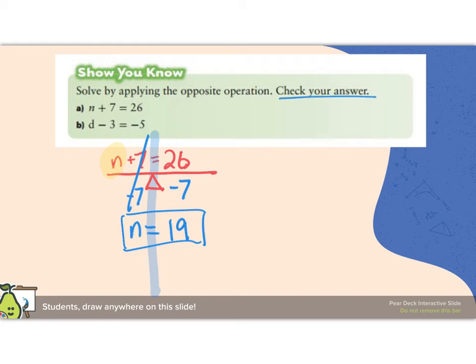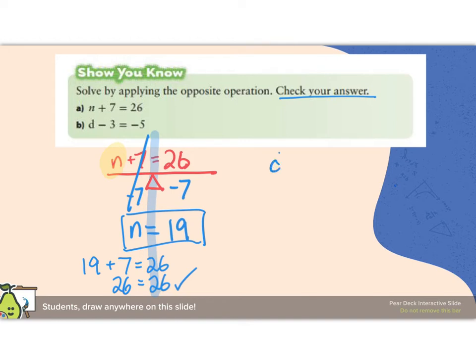Notice it also says to check my answer. To double check that I got the right number, I'm just going to plug it back in. So n plus 7 equals 26. I'm going to pop it back in and put it as 19 plus 7 equals 26. And 19 plus 7 is 26. Working vertically, and 26 is over here. So 26 equals 26. Good. Let's try the other one.